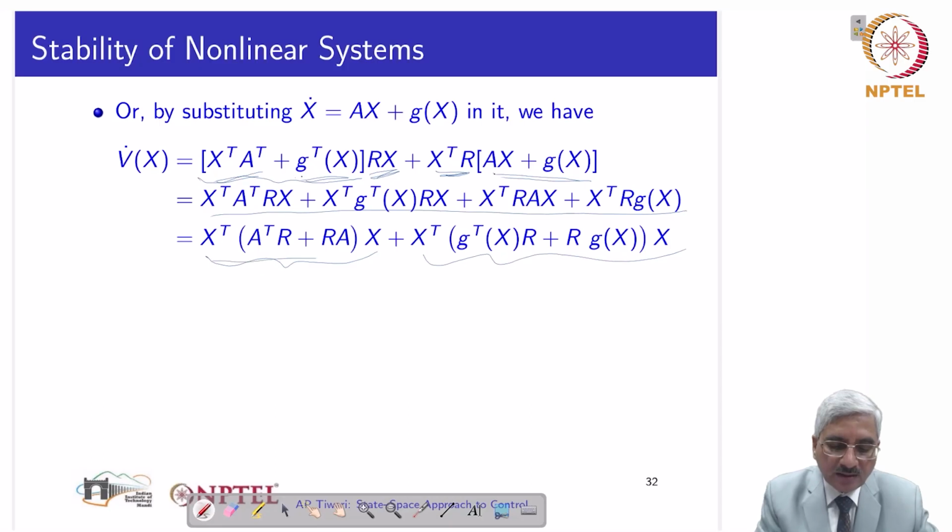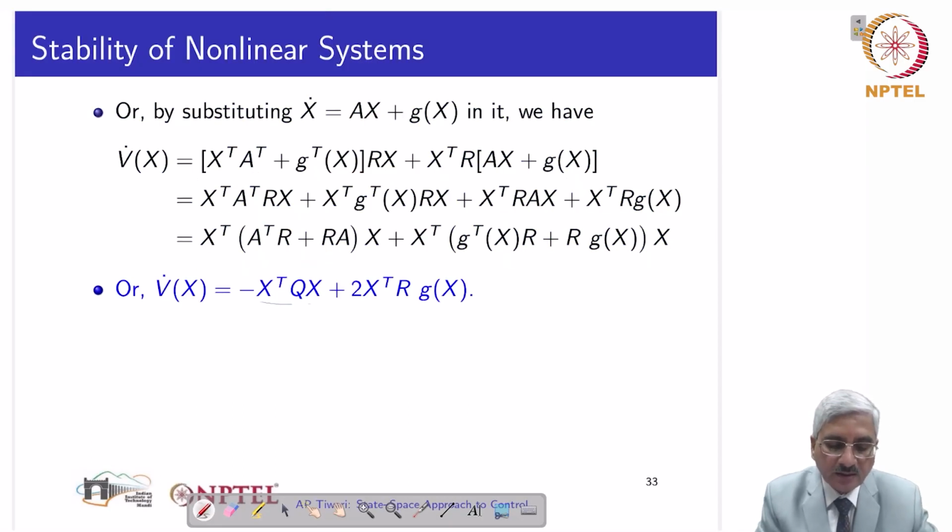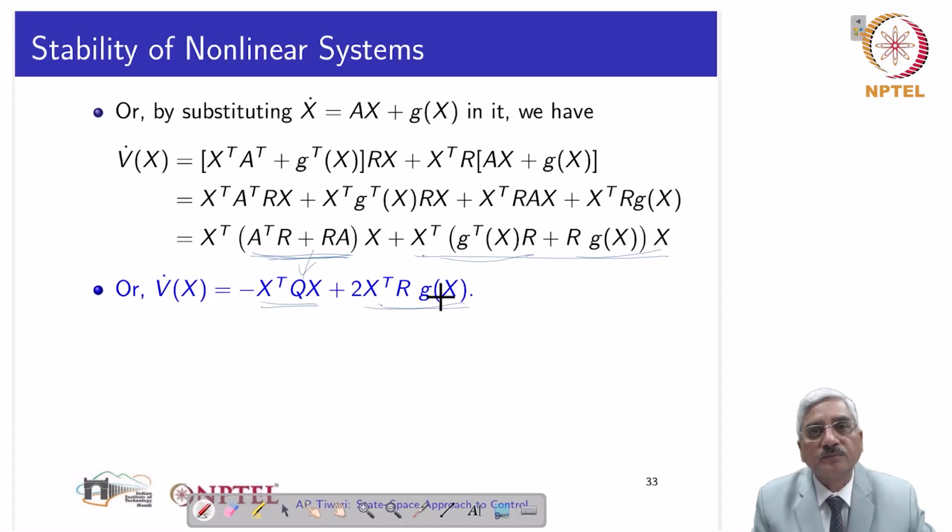And we see that this is same as x transpose Qx, that Q we had selected, with minus sign. So this we substitute. And this is a scalar. Each one of them is separately a scalar. So it is 2 times one of them, so 2 times x transpose RGx. So this V dot x gets expressed like this.